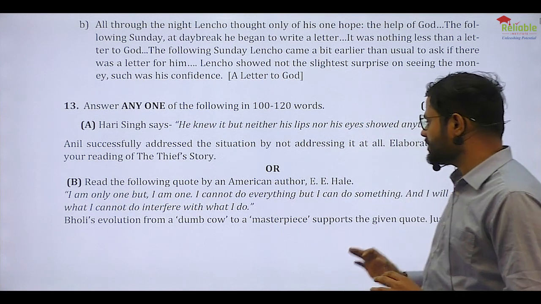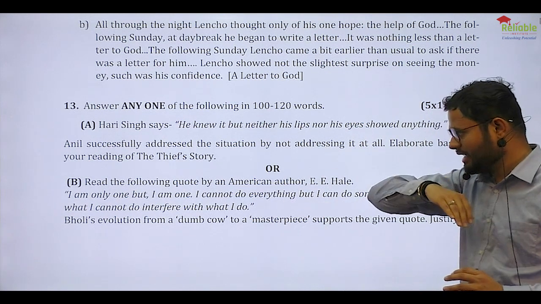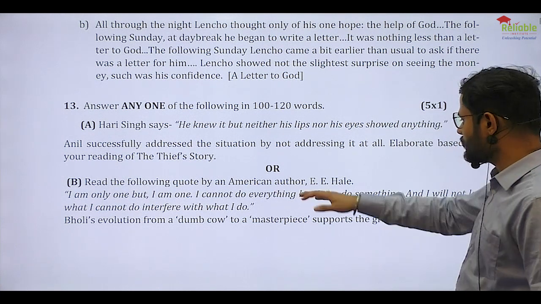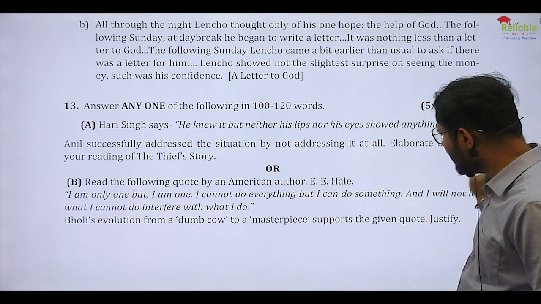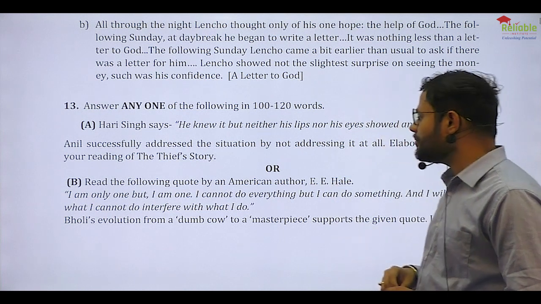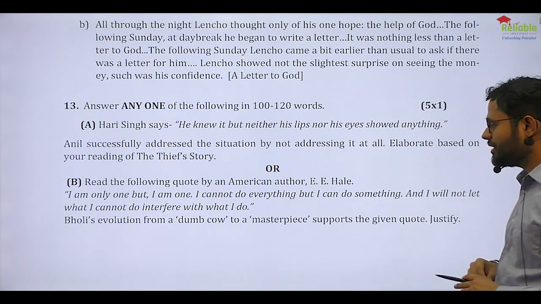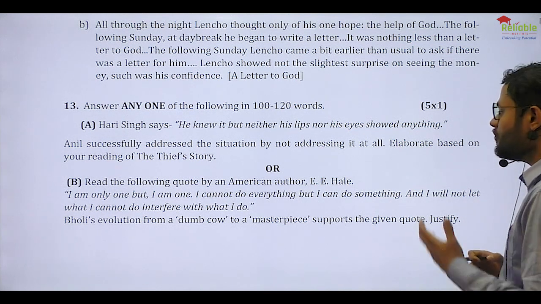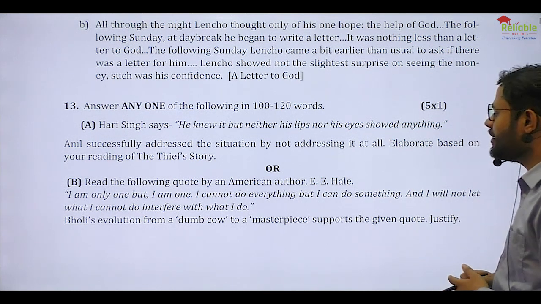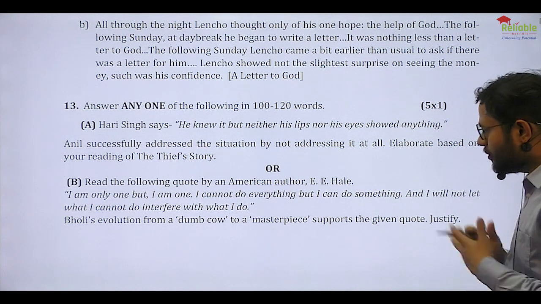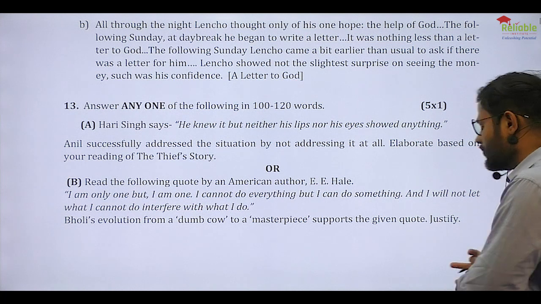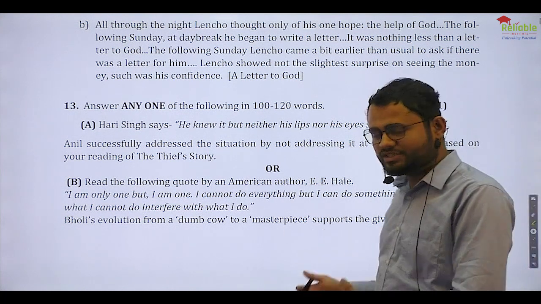Same is the case with question number B, which is an alternative to this one, 13a. Read the following quote by an American author, E. Hale. I'm only one, but I am one. I cannot do everything, but I can do something, and I will not let what I cannot do interfere with what I do. Bholi's evolution from a dumb cow to a masterpiece supports the given quote. Justify. Pure literature is there.